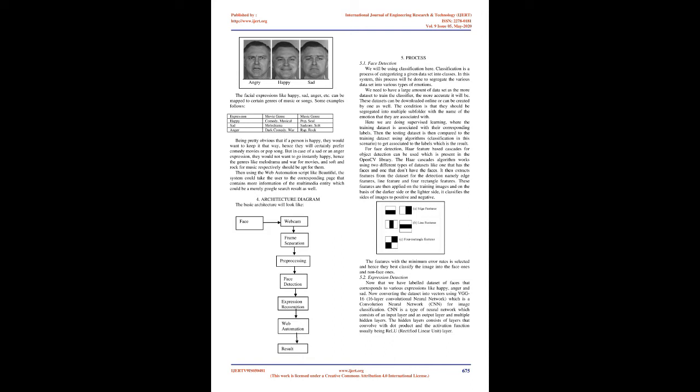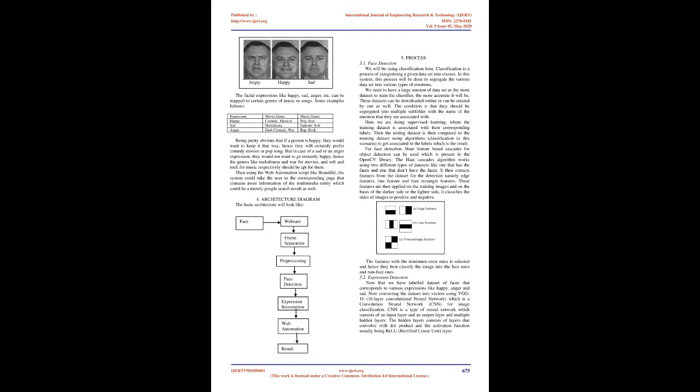Then, using a web automation script like Beautiful Soup, the system could take the user to the corresponding page that contains more information about the multimedia entity, which could merely be a Google search result as well. 4. Architecture diagram. The basic architecture will look like this.